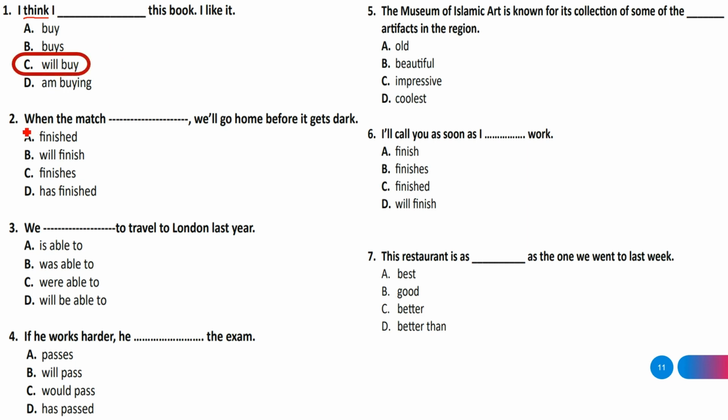Question number 2. When the match, we'll go home before it gets dark. Here we can see that the sentence started with when, and when is a time clause. And after when, before, after, as soon as, until we use present simple. In the present simple, the form of the verb is either to write the verb as it is, تكتب الفعل كما هو, or to add s to the verb.